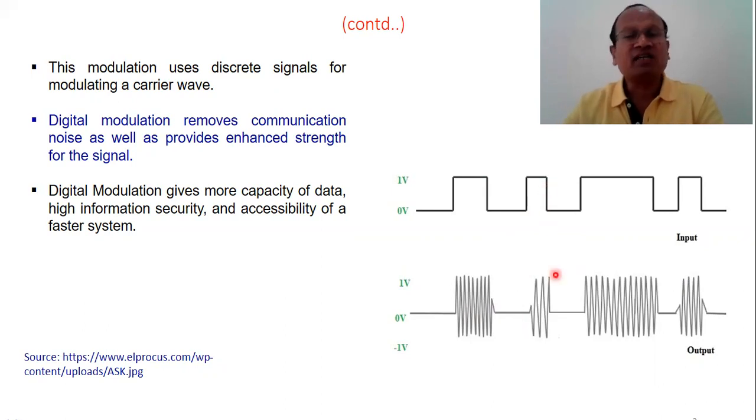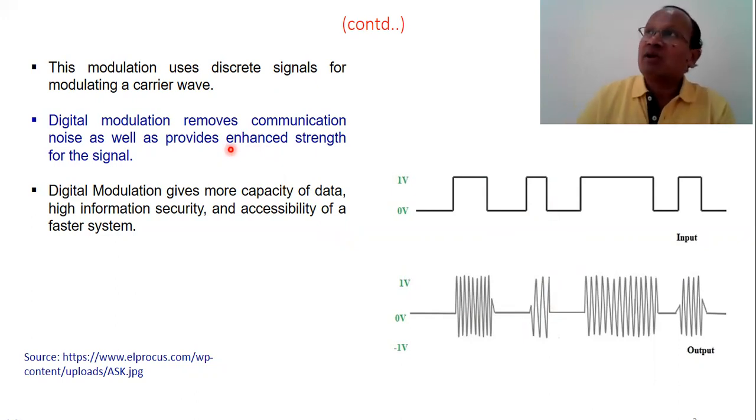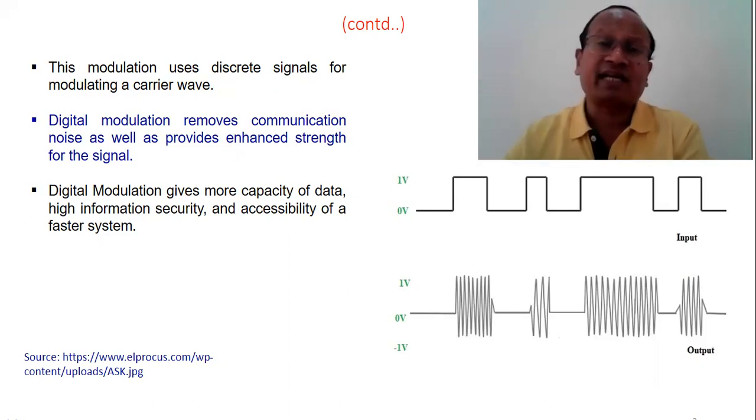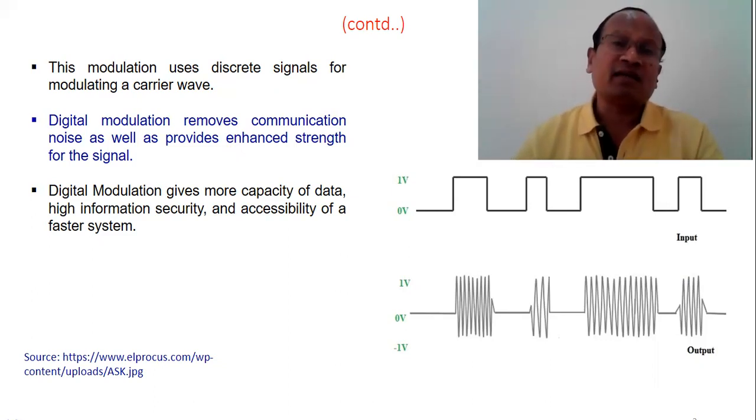Again, when the bit is 1, there is the normal carrier signal, and digital modulation removes communication noise as well as provides enhanced signal strength. If we compare the digital modulation method with the analog modulation method, there are different advantages involved, but the major advantage is that the digital modulation method has more noise immunity. The noise immunity is enhanced, meaning it doesn't get affected much by noise signals in digital.